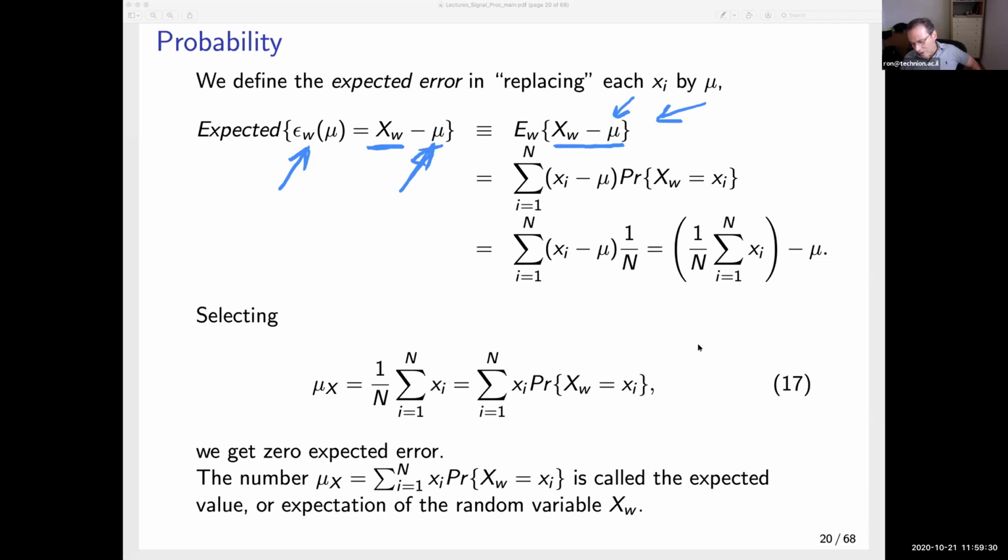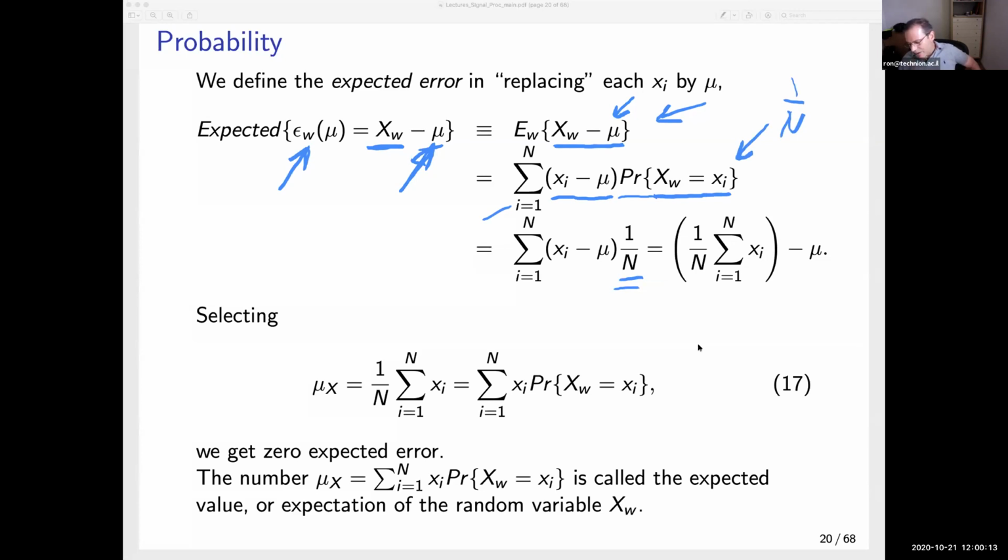Now, what is the expectancy? It is taking the probability of XW being equal to Xi times Xi minus mu. So this is the realization. I'm summing over all the indices, as before, subtracting mu from Xi and multiplying it by the probability of XW equals Xi. In my case, I know that the probability of choosing any i is uniform, and therefore I can plug in 1 over n. Remember that this is only for the uniform distribution.